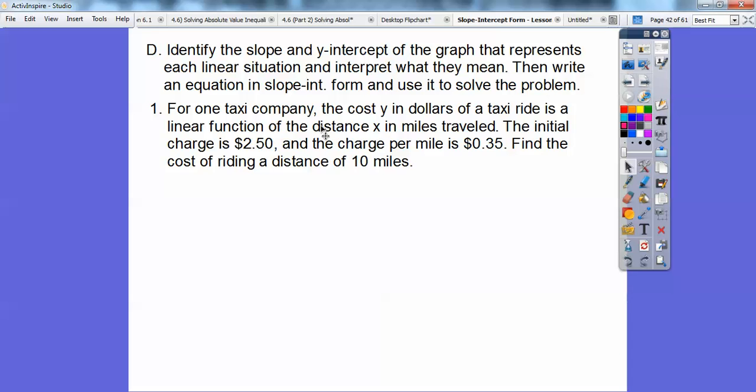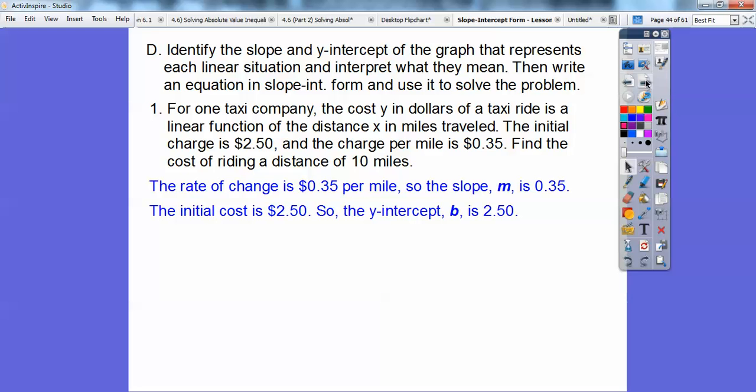This is our b. Okay, and the charge per mile is 35 cents. This is our m. This is our rate of change. Every mile it changes by 35 cents. So find the cost of the ride in the distance of 10 miles. Okay, so the rate of change is 35 cents, so that's our m, 0.35. Okay, so the initial cost is $2.50. That's our y-intercept, $2.50. All right, so our equation is y equals 0.35x plus 2.50.